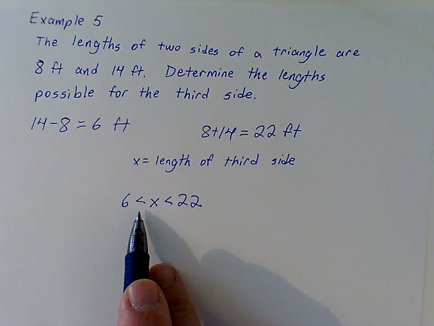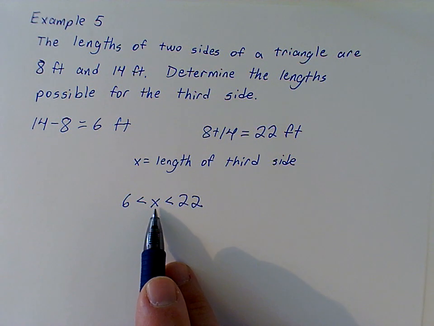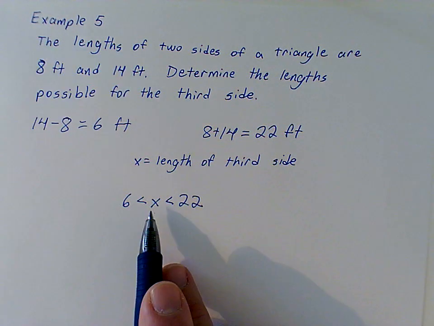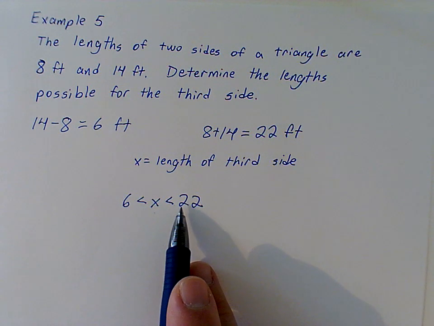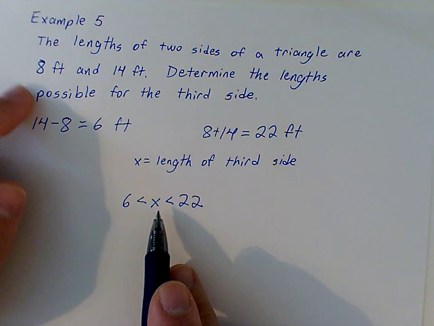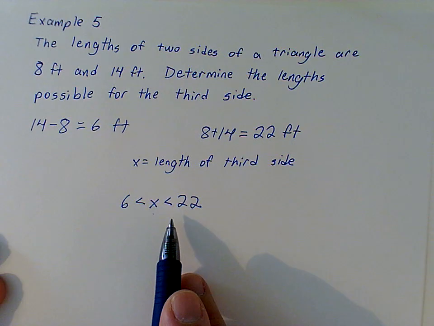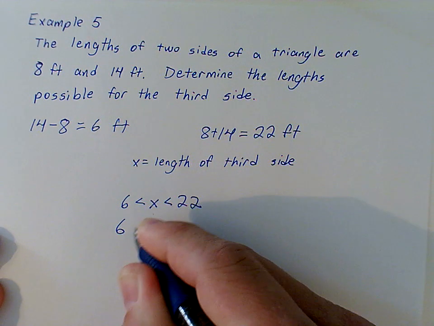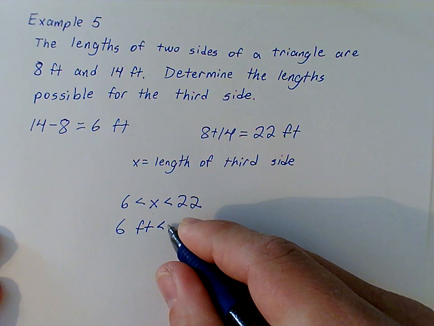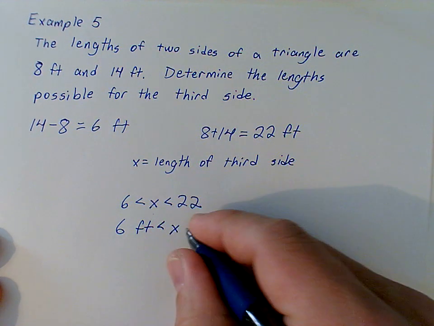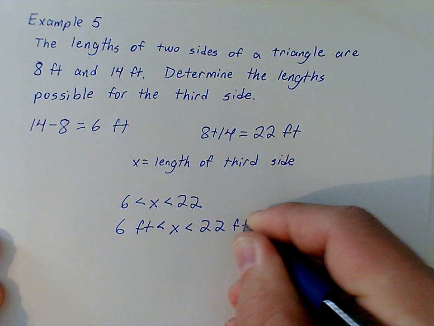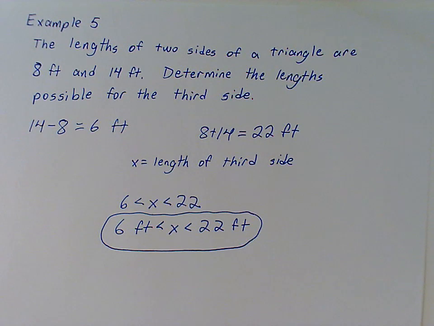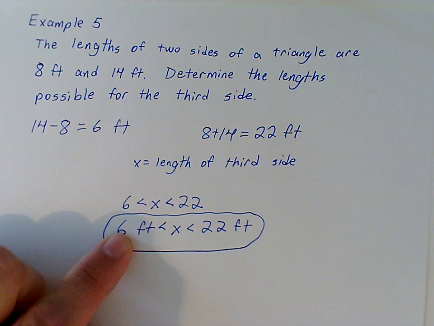So the reason why it's these values is x could, for instance, be 7, because 8 feet plus 7 feet would be 15 feet, which would be greater than 14 feet. X could, for instance, be 21 feet, because 8 plus 14 would be 22, which is greater than 21. And it could be any value between 6 feet and 22 feet. As a quick note here, I probably should have included the units when I wrote this inequality statement. So 6 feet is less than our third side, which is less than 22 feet. That would be the best way to present your answer here. So again, just add and subtract the 2 lengths that they're giving you to find the low value and the high value.